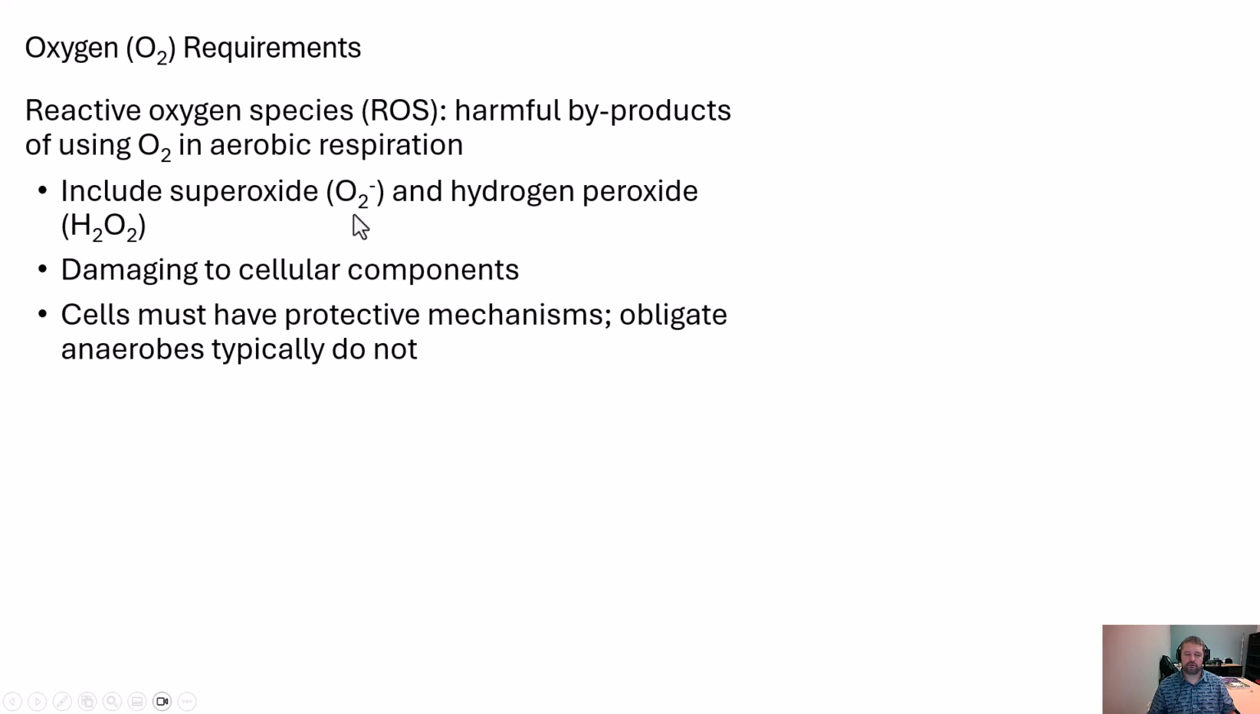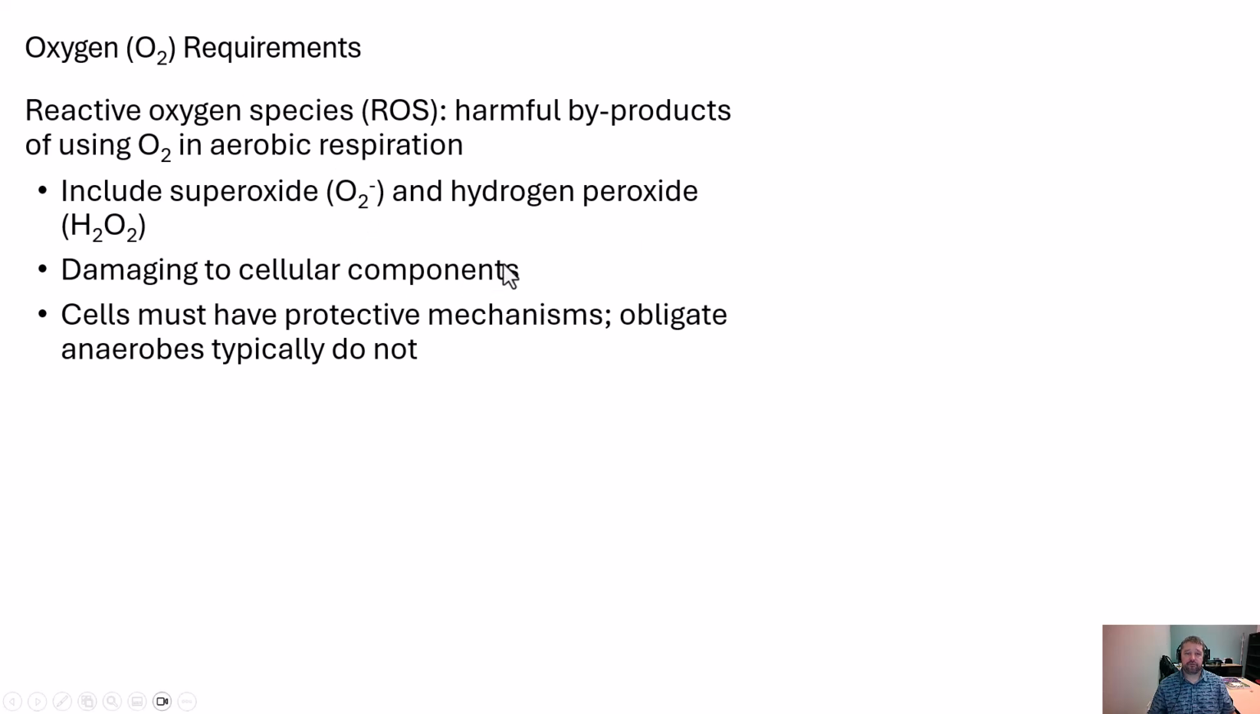And superoxides are harmful. They're a lethal product. These oxidative products will cause damage to cell membranes and to protein compartments and things like that.